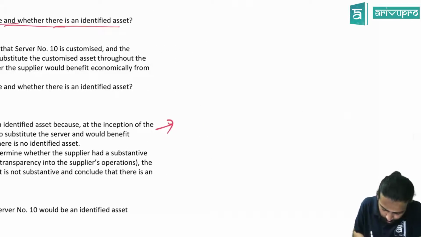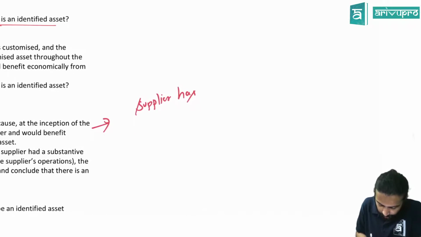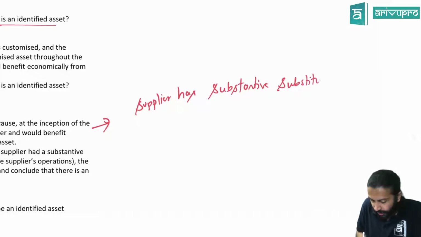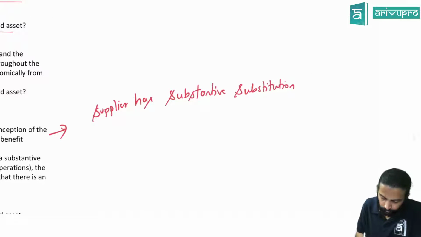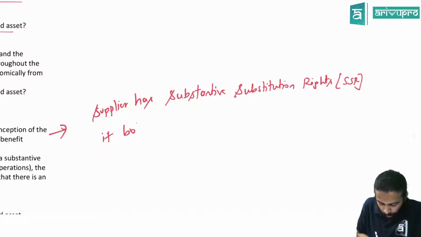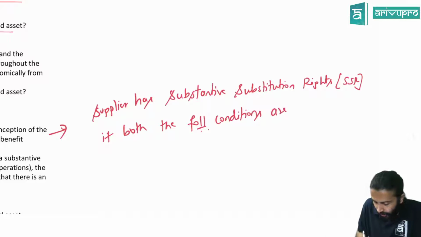First you will write down: the supplier has substantive substitution rights. That is SSR if both the following conditions are satisfied.